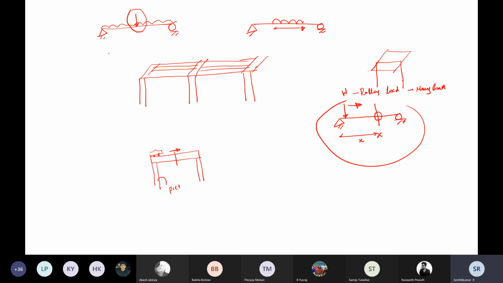Static load, the load is fixed, the position is fixed. Okay, I know that. What will be my shear force diagram? This will be my shear force diagram, exactly, with this load at this position. What will be my bending moment diagram? This is my bending moment diagram. I simply subtract. All right. Okay, so this will be W. What is my bending moment value?